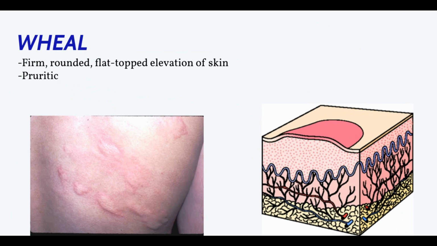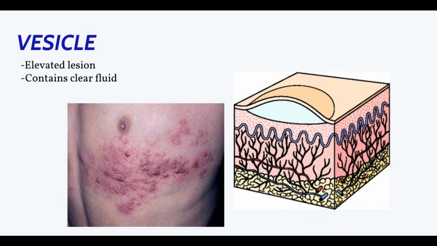All right, a wheal. A wheal is a firm, rounded, flat-topped elevation of skin. And typically they are pruritic. So they itch and they look like a rash. This is technically what you would, in appropriate medical language, describe a rash as: a wheal. Okay, moving on.